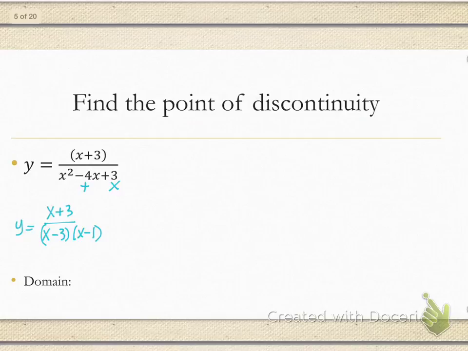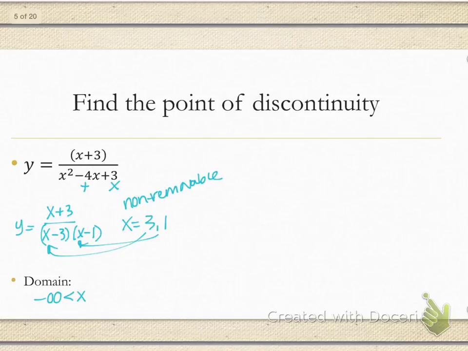Okay, so my spots of discontinuity for this are going to be at 3 and 1, because if I plug 3 in here, it gets me 0. If I plug 1 in here, it gets me 0. I didn't remove any of them, so both of these are non-removable discontinuity. So my domain is negative infinity to, the first one that pops up is going to be 1, and then I go from 1 to 3, and then 3 to infinity.